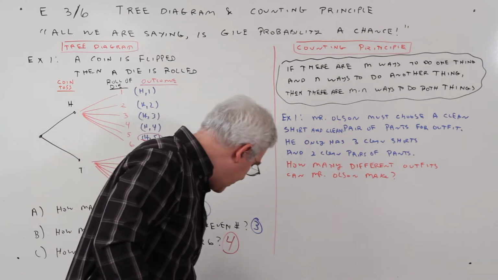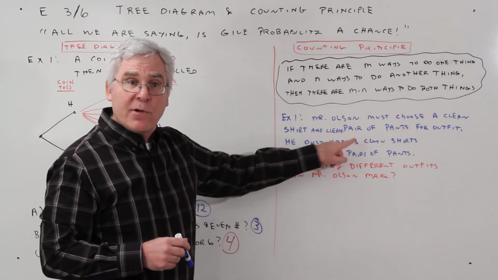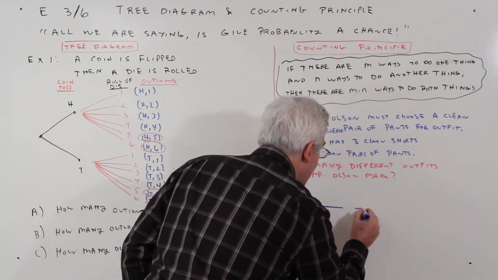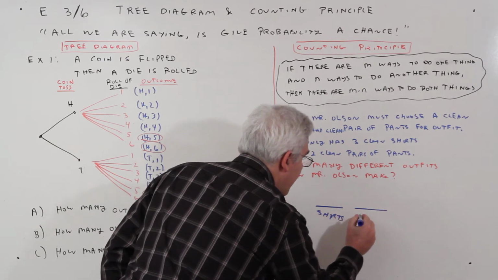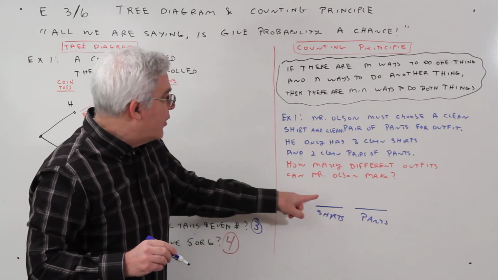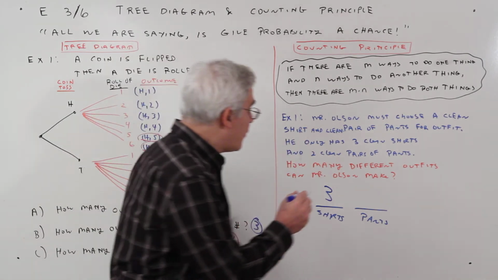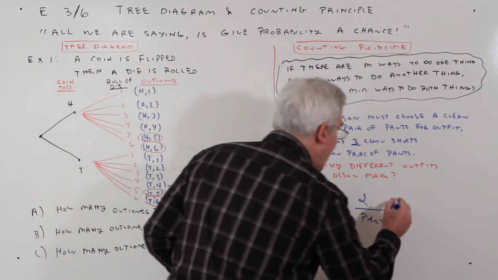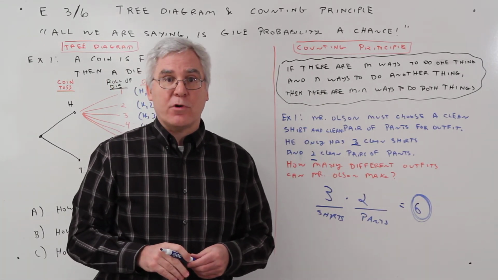All right, well, why don't you use the counting principle? There's 3 ways of doing this and 2 ways of doing this. I like to make little blanks. So for each event, this will be the shirts event, and this will be the pants event. And then I like to put how many ways of doing each event. Shirts, there's 3 ways of doing that. Pants, there's 2 ways of doing that. So I multiply 3 times 2, and I get 6. So I can make 6 total outfits from those shirts and pants.